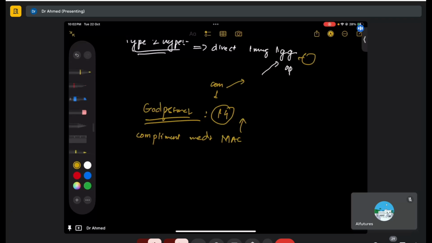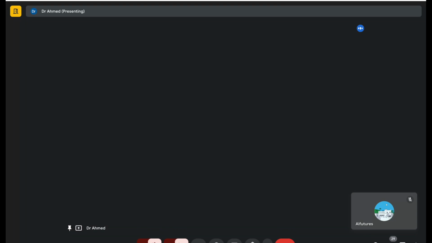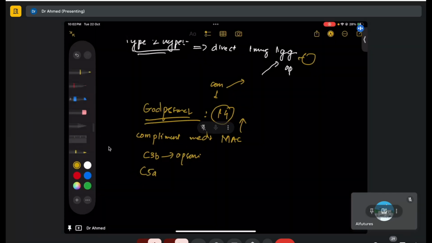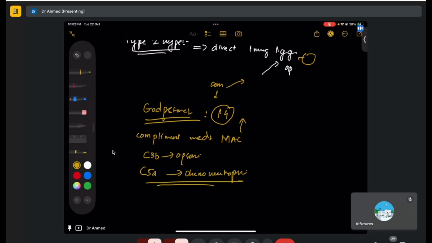So for example, we have C3b. You know C3b is also a good opsonin, right? Okay. You have C5a. What's C5a? It's a chemotactic factor, right? Chemotaxis of neutrophils and macrophages. So it would tell all of the inflammatory cells to come there and destroy your target tissue, which has already been tagged by some of your antibody.